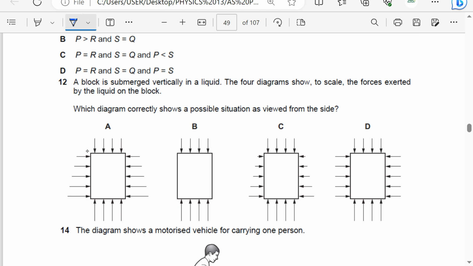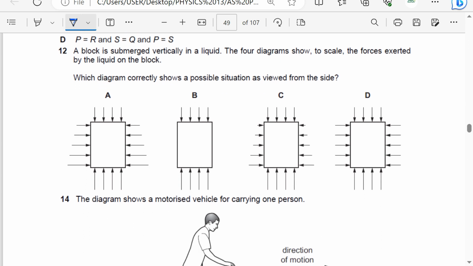A block is submerged vertically in a liquid. The four diagrams show to scale the forces exerted by the liquid on the block. Which diagram correctly shows a possible situation as viewed from the side?